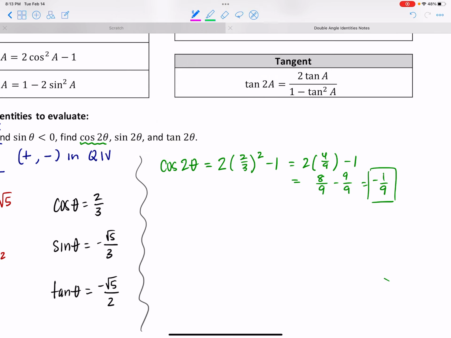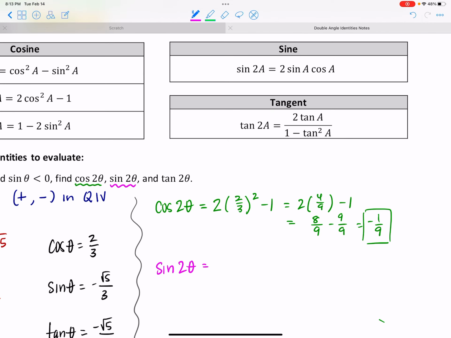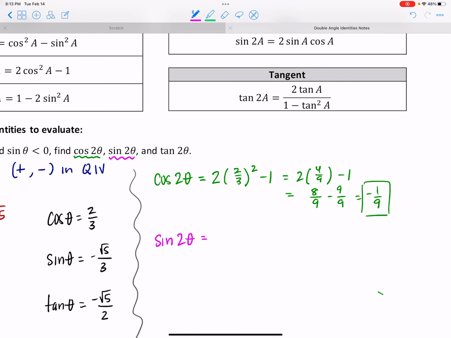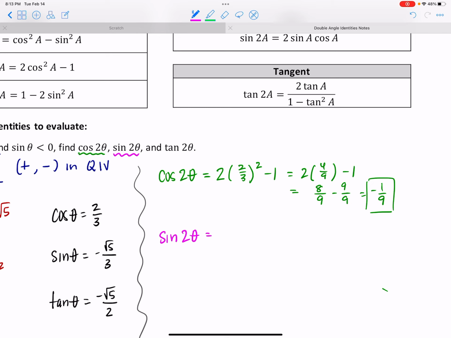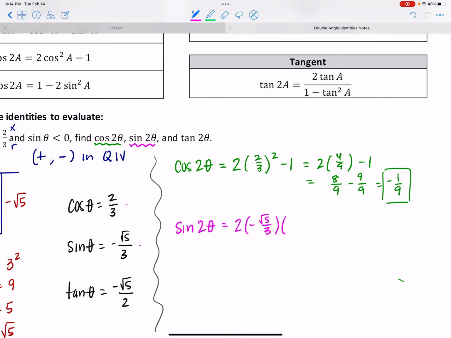Let's do the sine of the double angle. So the sine of the double angle, only one version of the formula here. It's 2 times the sine of the angle times the cosine of the angle. So 2 times the sine of the angle, I said right here, was negative radical 5/3, times the cosine of the angle. We got that right here. That's going to be 2/3.